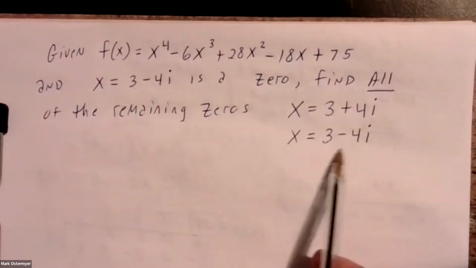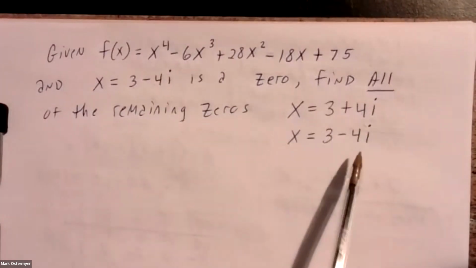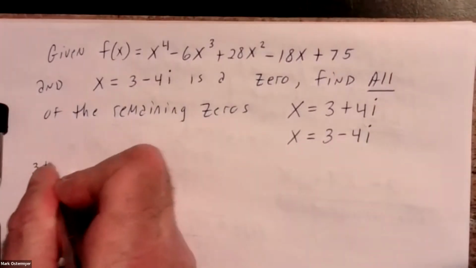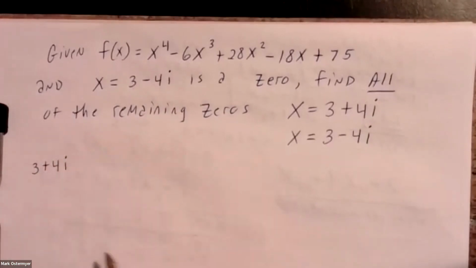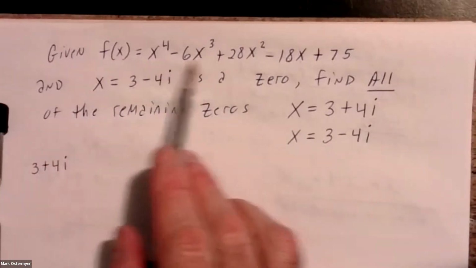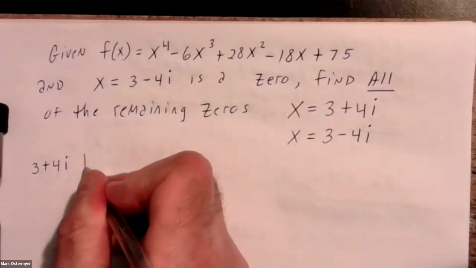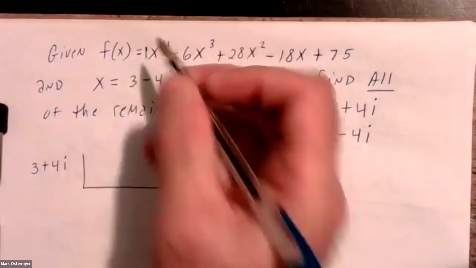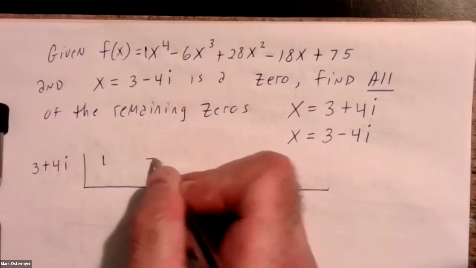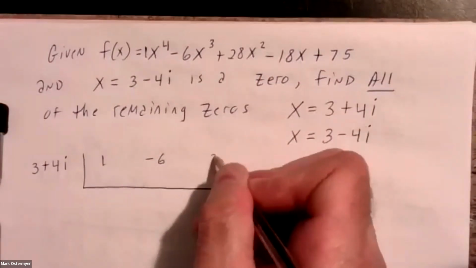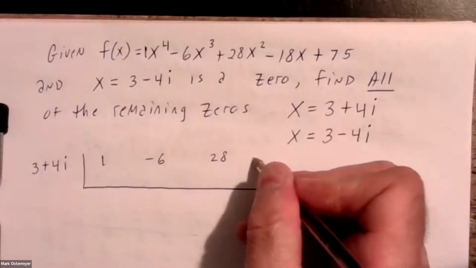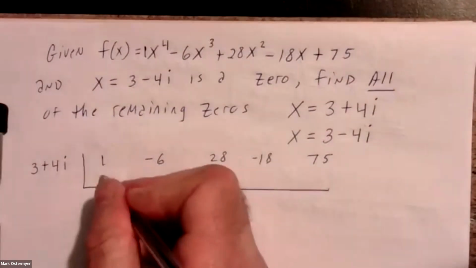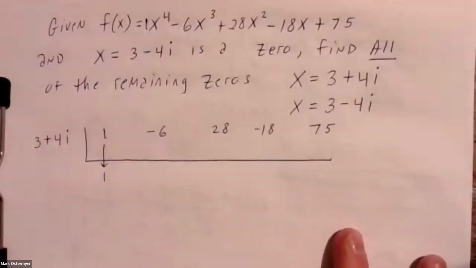So if I divide these synthetically into the coefficients of this 4th degree polynomial, I better get 0 remainders. Agree? Let's divide 3 plus 4i in first. Word of caution: when you divide complex numbers into the coefficients of a polynomial, you're going to need a little bit of lateral space, so spread these coefficients out. 1, negative 6, 28, negative 18, and then 75. Let's begin our synthetic division.